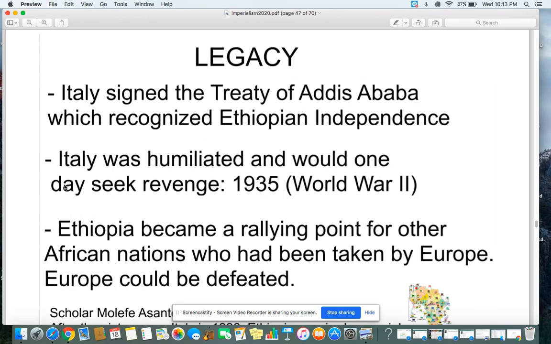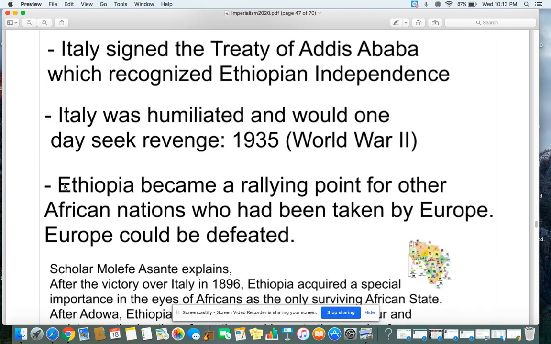But the thing that's kind of interesting about Ethiopia is it becomes a rallying point for other African nations who had been taken by Europe. It showed that Europe could be defeated, and it gave Africans a lot of hope. You can't see this, but down here are the flags of all the different countries in Africa.